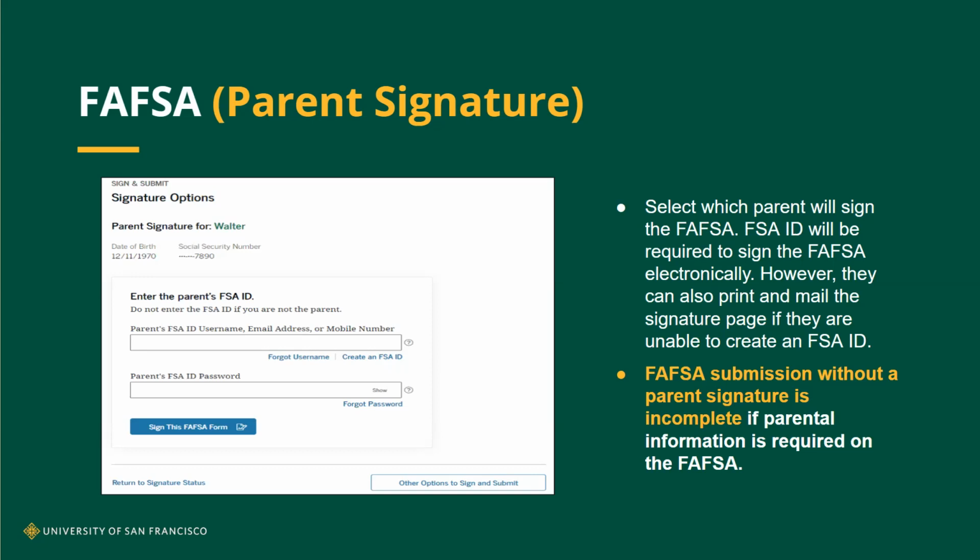If they are unable to create an FSA ID, then you would have to sign and submit the FAFSA via a paper form. If you click on other options to sign and submit, the paper form will be presented along with the mailing address that you must send the FAFSA to.